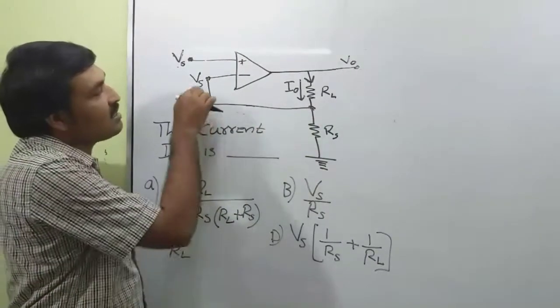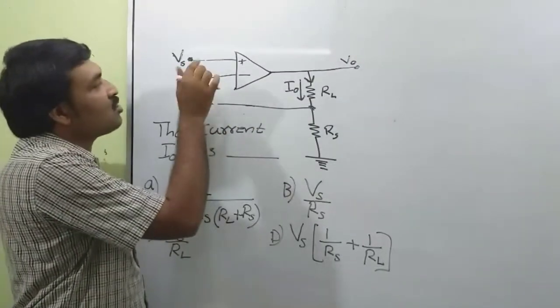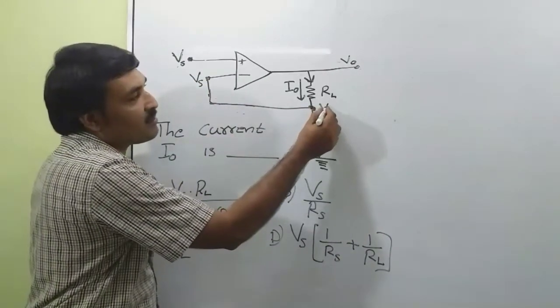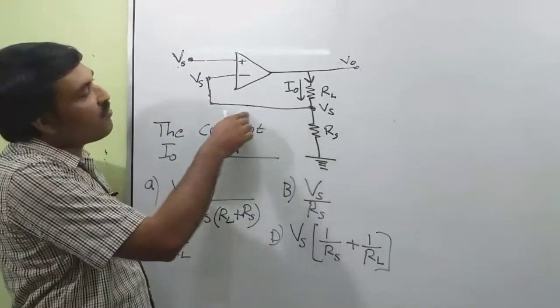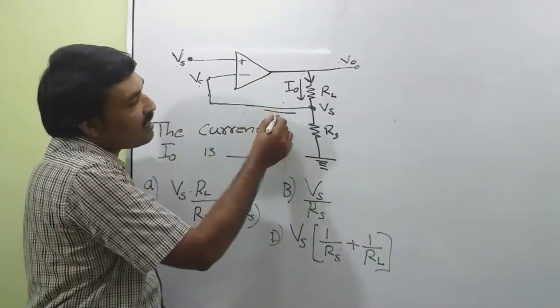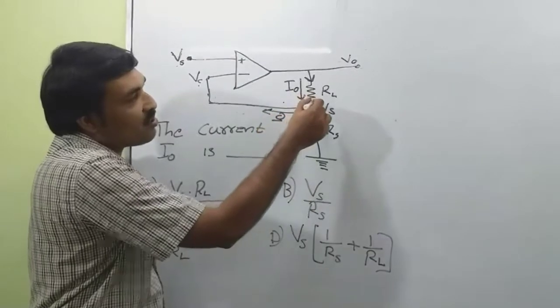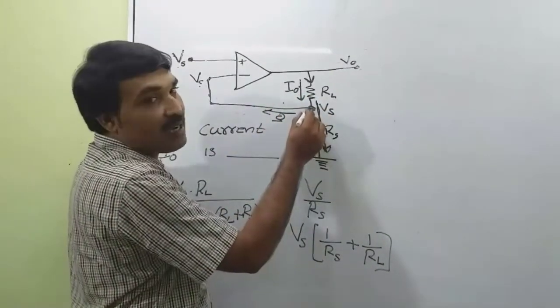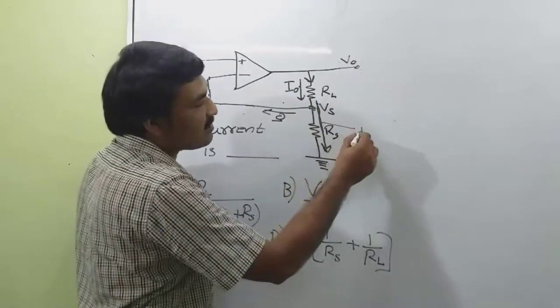Since there is no resistance here, this is a short circuit path. So potential at this point is Vs, same as at this point, Vs. Since no current will flow inside in this direction or this direction, the current flowing in this direction is 0. So this I naught will flow in this direction. The potential at this point is Vs.